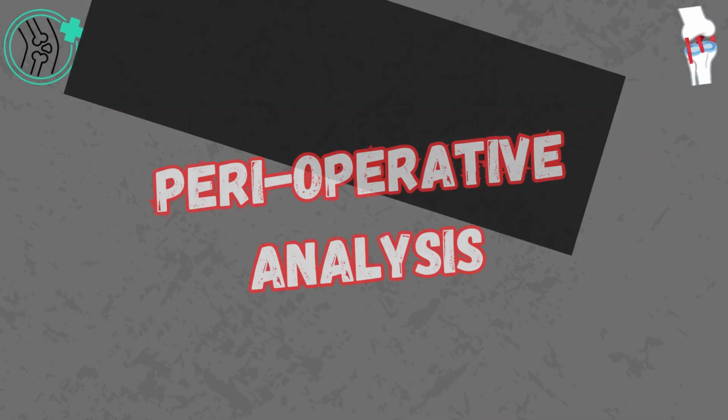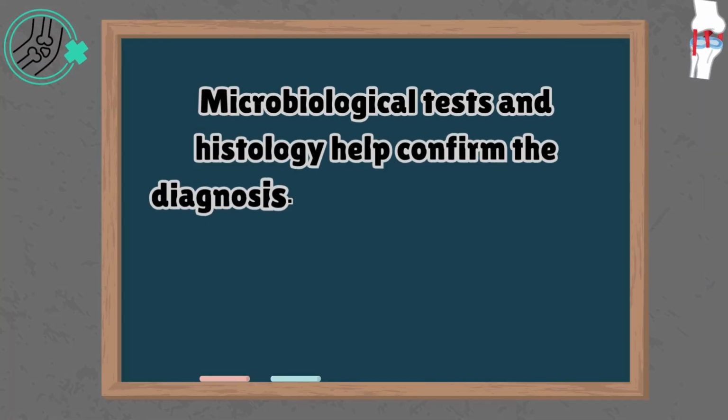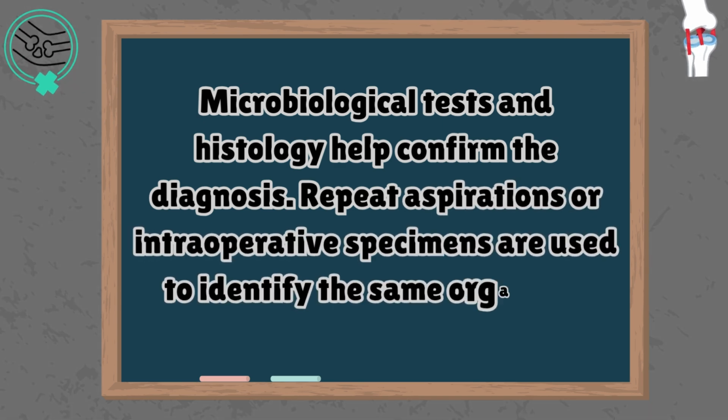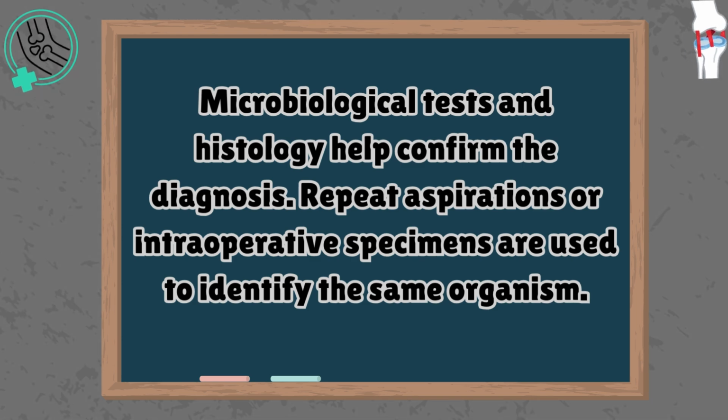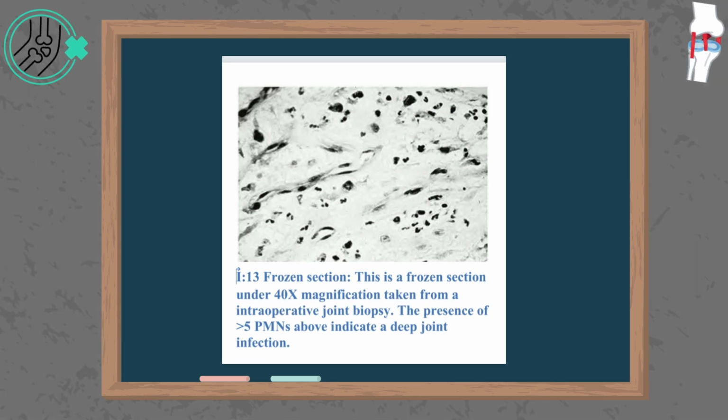Perioperative analysis. Microbiological tests and histology help confirm the diagnosis. Repeat aspirations or intraoperative specimens are used to identify the same organism. In equivocal cases, intraoperative frozen sections can help confirm infection.